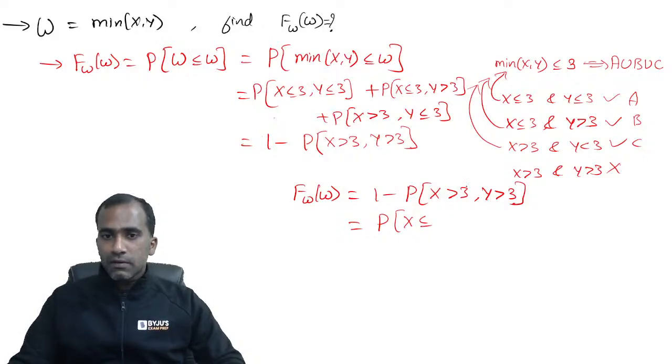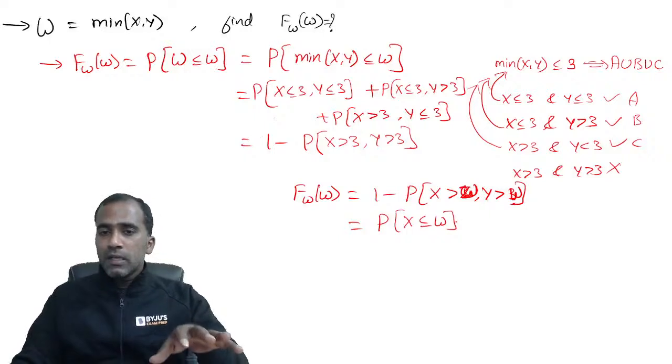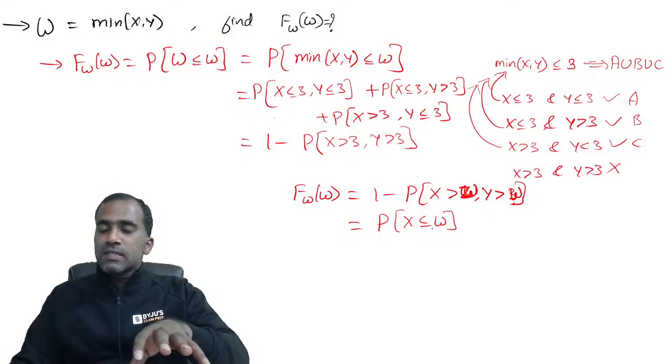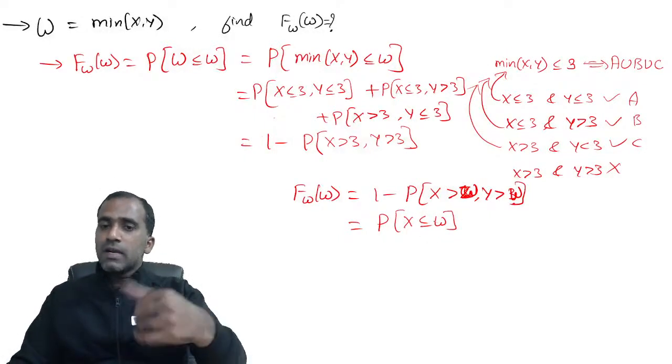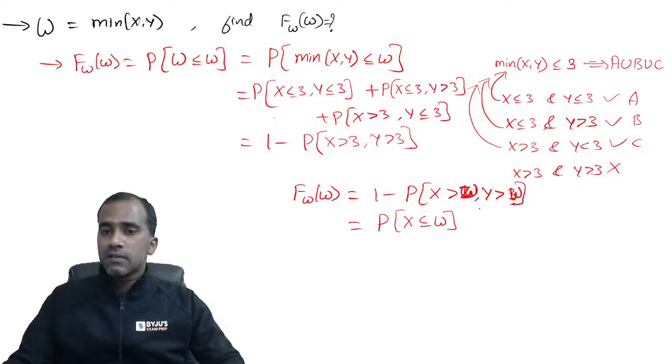I mean, here we're not interested in 3 actually, we are interested in w, right? For example, we have taken 3. X less than or equal to w will give us a probability. If you know the probability that x is less than or equal to w, it will also add up to the probability of minimum of x comma y less than w, plus when y is also less than or equal to w, that also will result in minimum of x comma y less than 3.